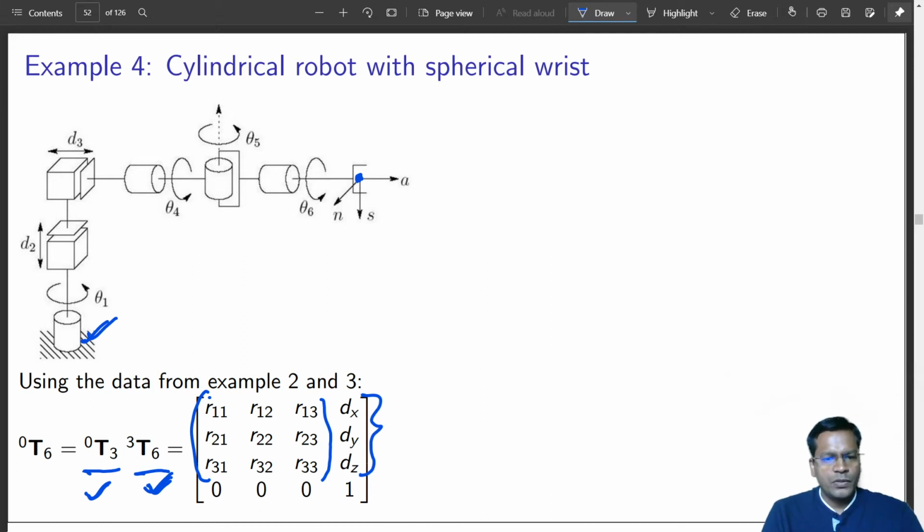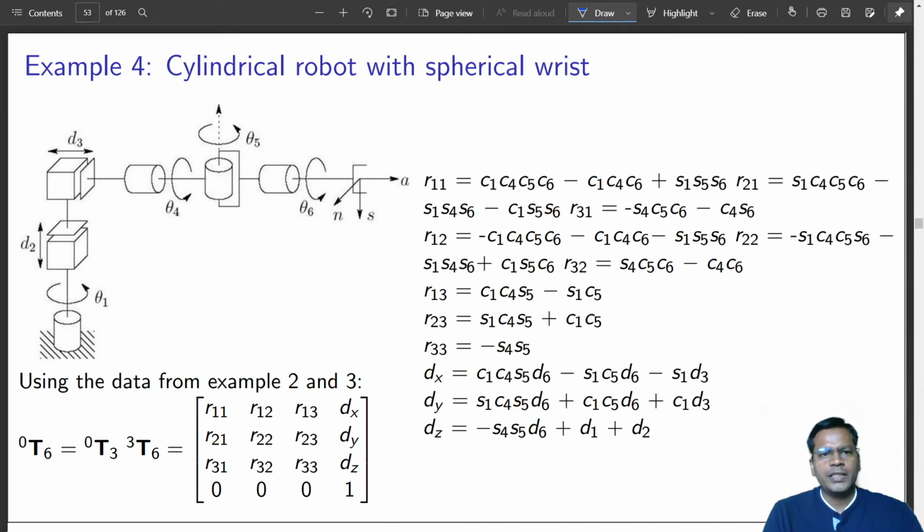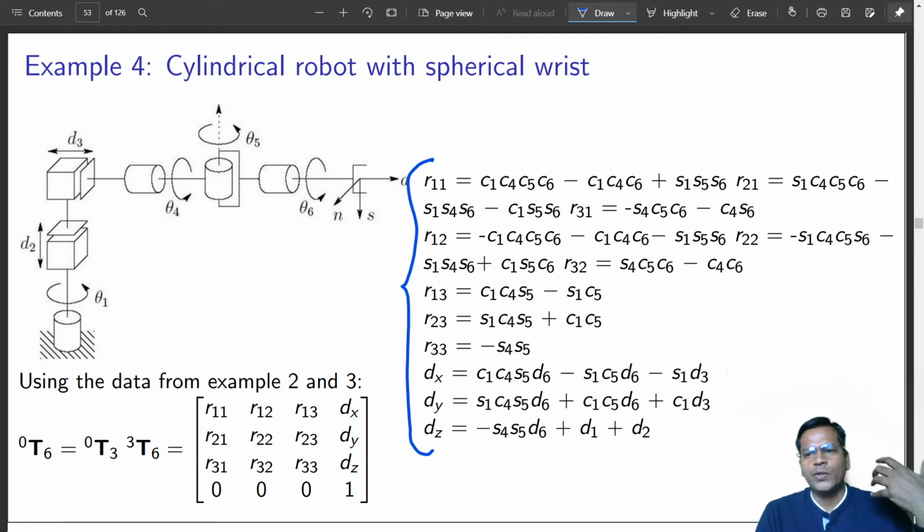Okay, so this is a 6 degrees of freedom cylindrical robot, and if you solve it you'll get a complicated result like this. This is the reason why I told you to use a tool. Doing this manually is a cumbersome task. It is very difficult, and you get lost in between. If you make any single mistake, you are gone. That result will have no meaning.